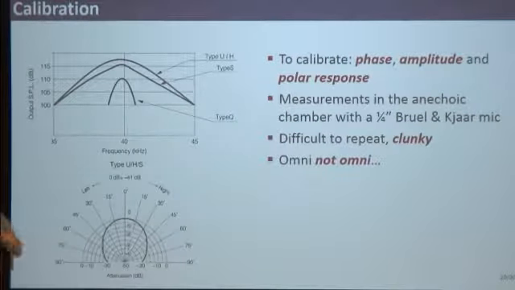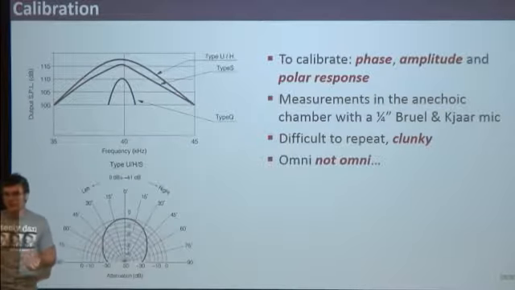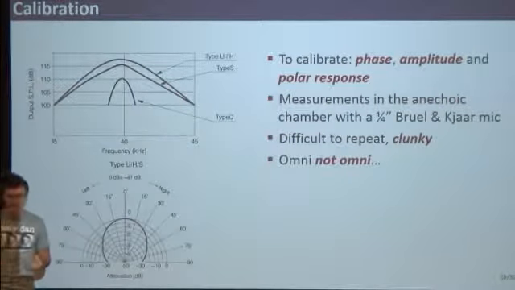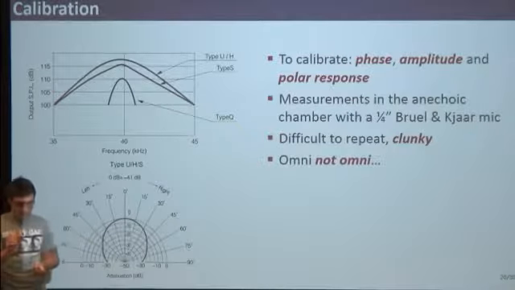We want to, because we assume in beamforming that they have a flat response, right? So we need to push the frequencies away from 40 kilohertz. We need to push them up, okay? So things to calibrate are phase, amplitude, and polar response. So we should also measure the directivity patterns of these small devices if we want to do the proper complete job. So the way I did this is in the anechoic chamber here.